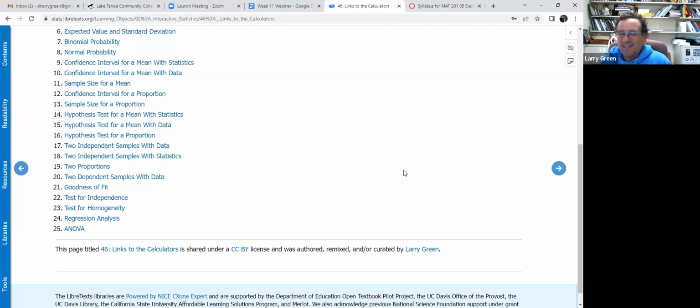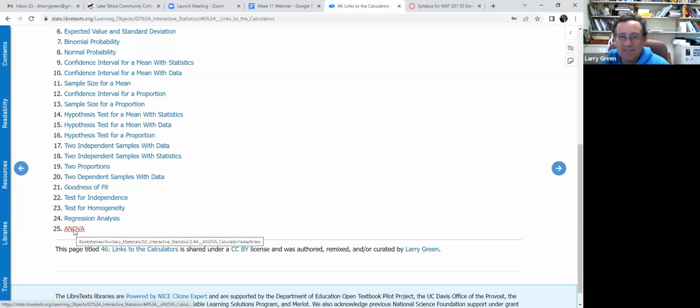Yeah, what's our calculator number? Yeah, 25. This is the end. There is no more statistics after this ANOVA. That's it. So we're at the very end of the course. And that's ANOVA, number 25.